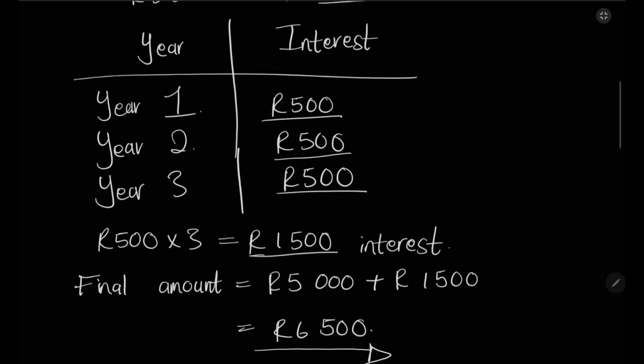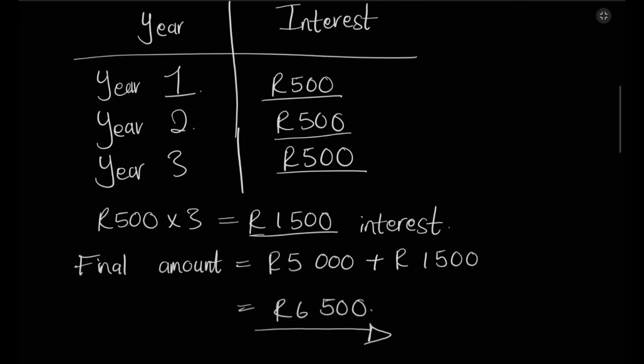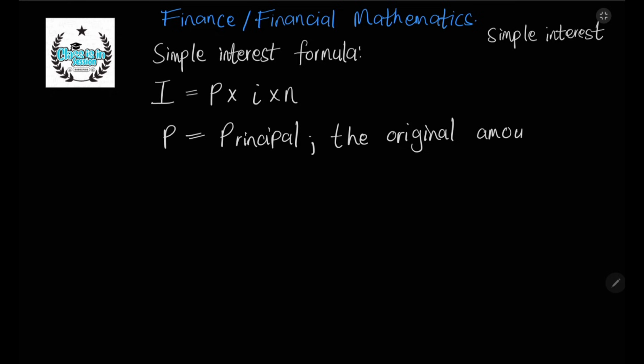Now, fortunately, we don't always have to use this table in order to calculate our interest. There's a formula that we have to use. We have the simple interest formula, which is P times I times N. It gives you the interest. So the P, please write this formula in your notebook. The P stands for principal, which is the principal amount. It's basically the original amount of money.